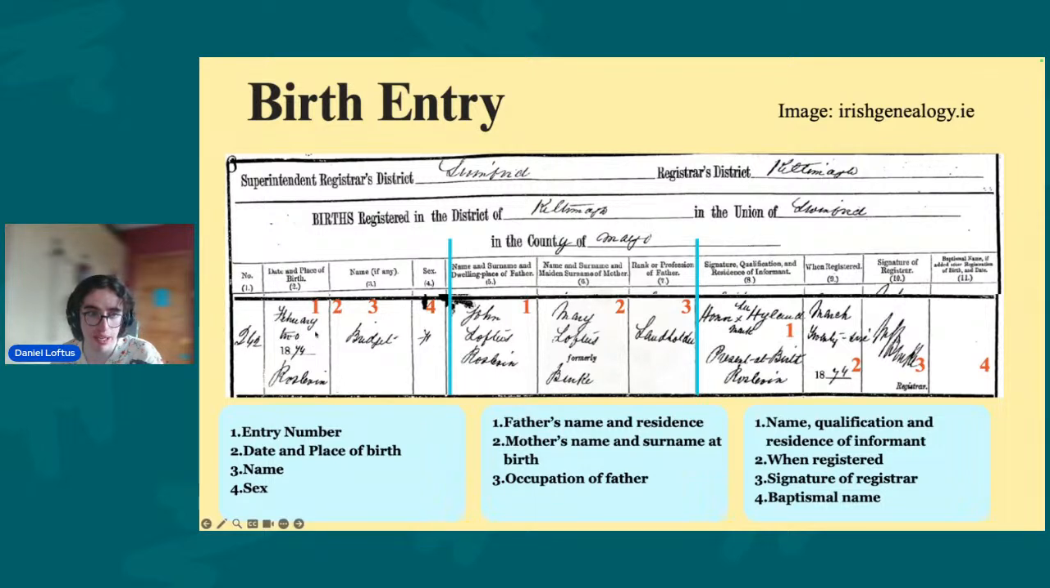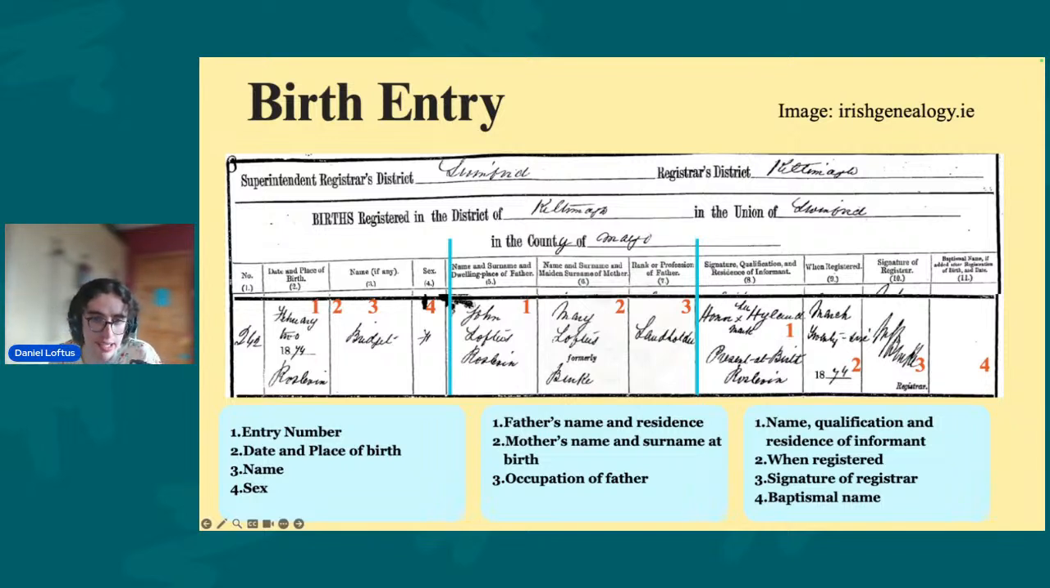We've got the date and place of birth. We've got the name, and the sex, so female. We've got the father's name and residence. So it was John Loftus in Rosslevin, which is in Bohola. So again, if you happen to have any ancestors there, let me know, because we might be related. Then we have Mary Loftus, formerly Burke, which was his wife. And then John's occupation is given as a landholder.